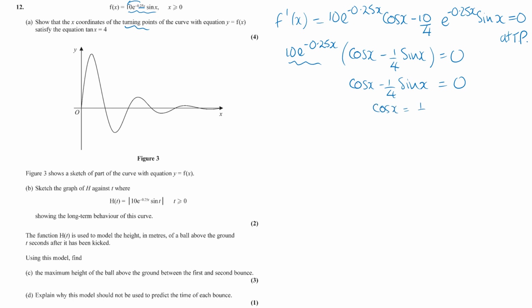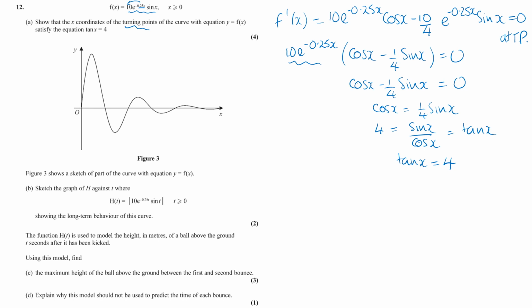and then take that to the other side. Cos x is equal to a quarter sine x, and then just cross multiply. 4 is equal to sine x over cos x, which is equal to tan x. So we've shown that it must satisfy tan x is equal to 4.